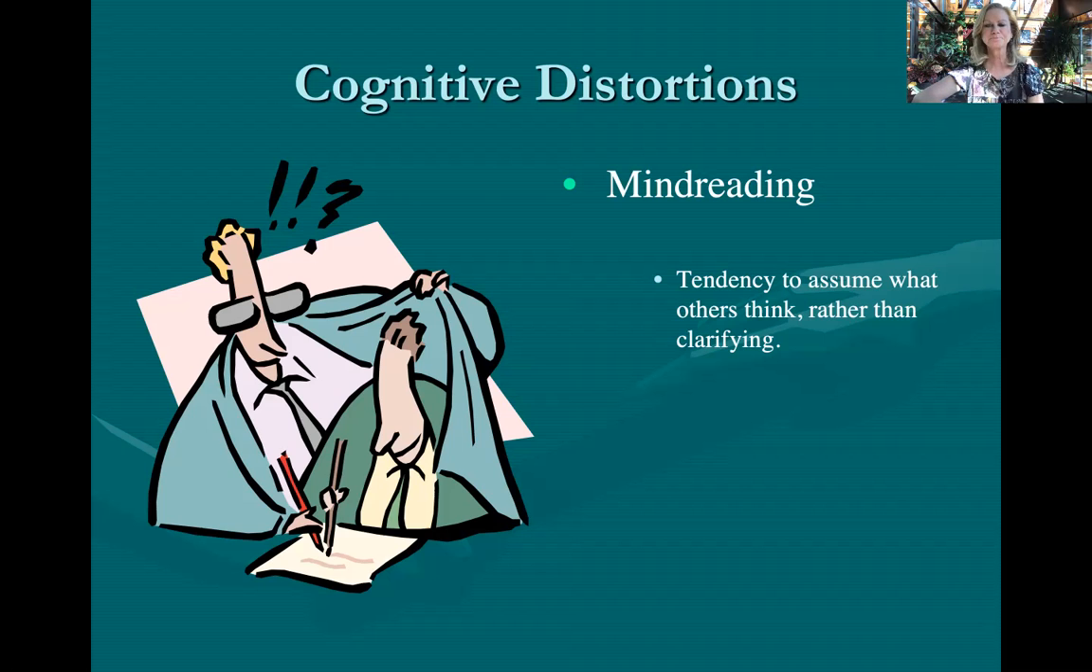So mind reading. This happens a lot in couples who've been together for a long time, or family members, or friends who feel like they know each other really well. And it's the tendency to assume what other people think rather than good communication and clarifying a person's perspective or how they feel or what they're thinking. And so this is where we get ourselves into trouble with the assumption, and you all have probably heard the break it down. When we assume, we make an ass of you and me.